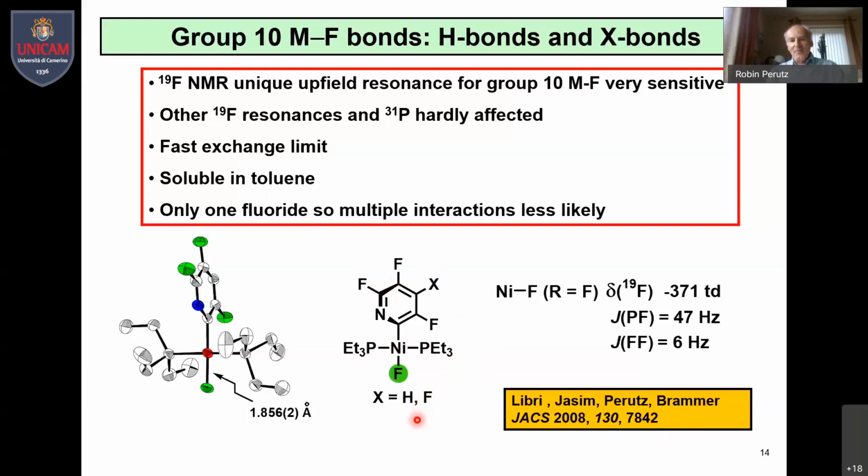You might think we would study hydrogen bonding with lots of fluorine ligands, but that only makes life much too complicated because you can have multiple interactions. So for preference, we have just one or two fluorines in the molecule. There's the crystal structure, by the way, a square planar diamagnetic complex, and nickel fluorine bond length 1.856 angstroms.